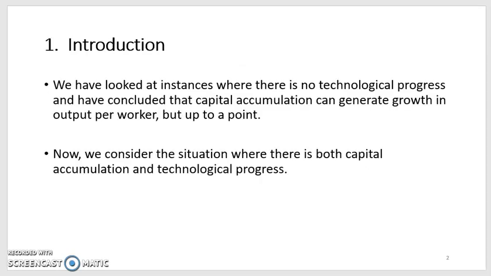The conclusion we made in chapter 11, that capital accumulation cannot by itself sustain growth, has straightforward implications. That is, sustained growth requires technological progress. Now that we have looked at instances where there is no technological progress and have concluded that capital accumulation can generate growth in output per worker, but up to a certain point, we must now consider the situation where there is both capital accumulation and technological progress. So this chapter looks at the role of technological progress in growth.